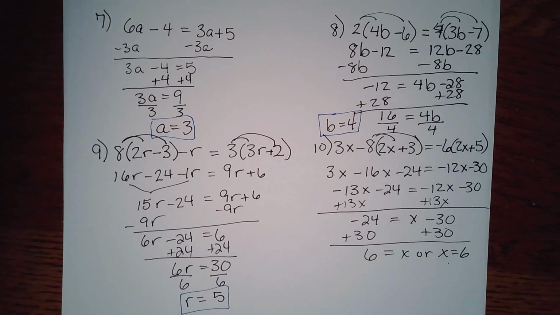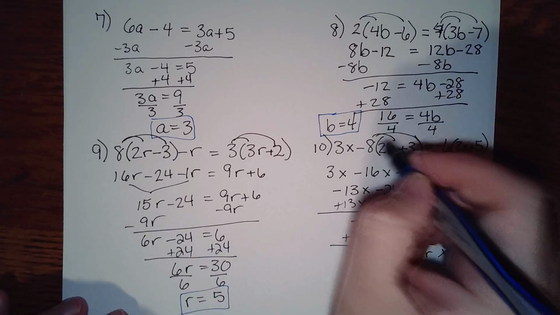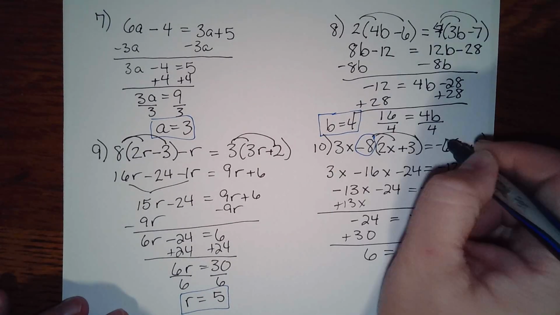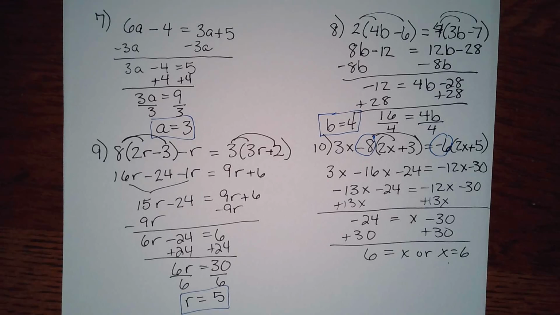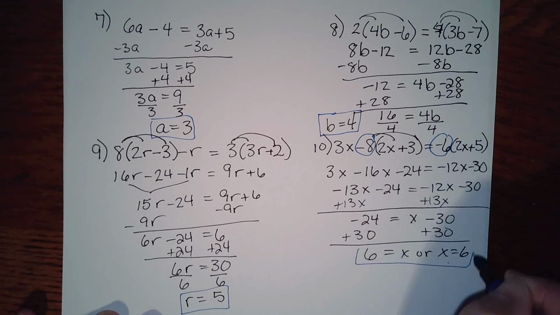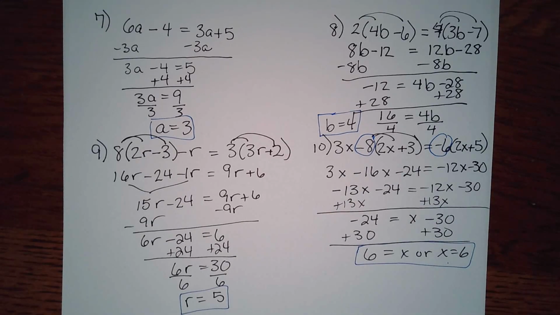Now number 10 had 2 quirks. Now yes, there's 2 distributive properties, but they're both negative. So you had to be really careful that when you distributed it in, you change the signs. So that's why the 16x and the 24, the 12x and the 30 are all negatives, because we were multiplying a negative number into them. And if you notice, they canceled out quite nicely. So once we've finished with that, you should have gotten x is equal to 6, or in this case, 6 equals x. Either way, it's the same thing.